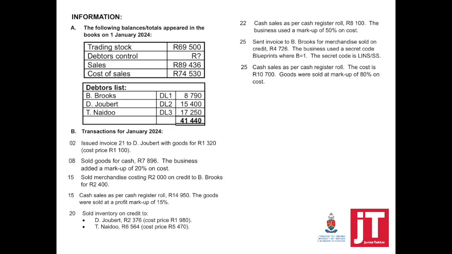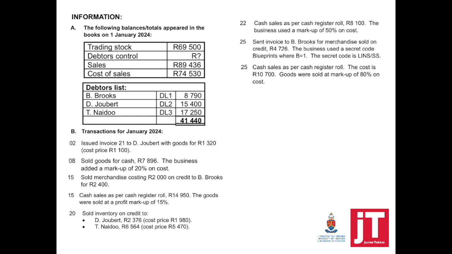Right, so this is the information which is given to you. And you would notice that now in this activity, there are balances and totals that appeared in the books on 1st of January 2024. And then we've got the debtors list as well, which shows all the outstanding balances from the previous month. And this is important now to take note of.